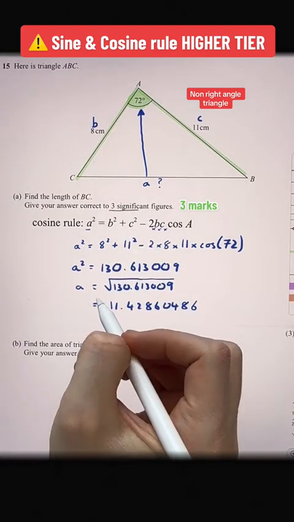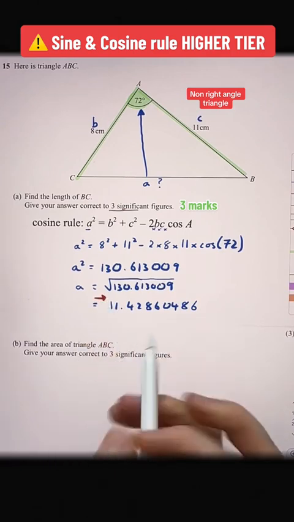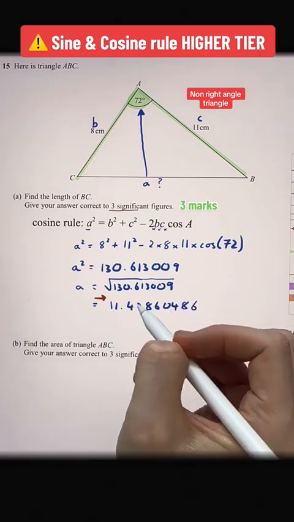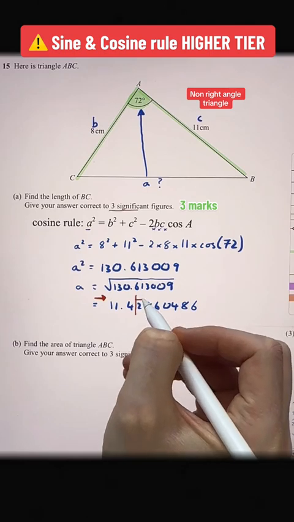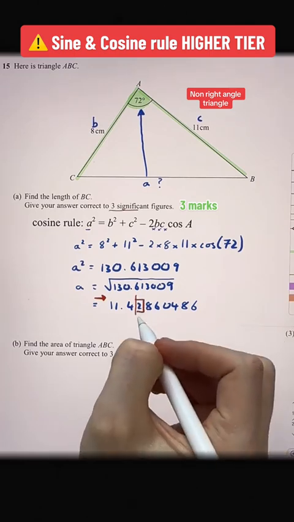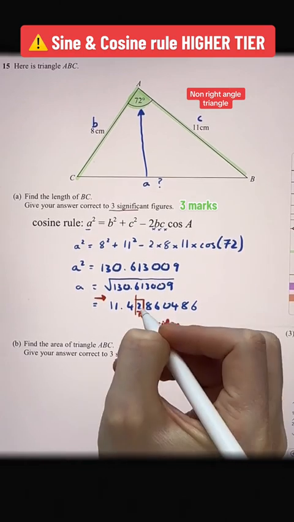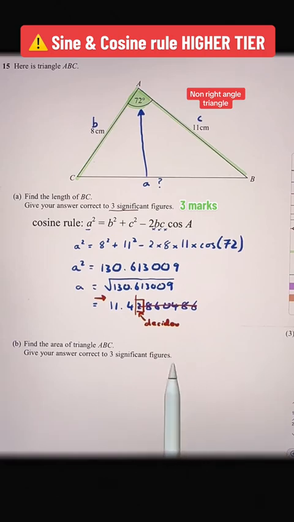3 significant figures means I start from the left and count from the first non-zero digit. Our first non-zero digit from the left is 1. Once you start counting, you don't stop. So that's my first significant figure. That's my second. That's my third. As I round to 3 significant figures, I now stop and draw a line to the right. The digit to the right is called my decider. Is that 5 or more? In this case, no. So I'm going to round down. So my final answer, correct to 3 significant figures, is 11.4.